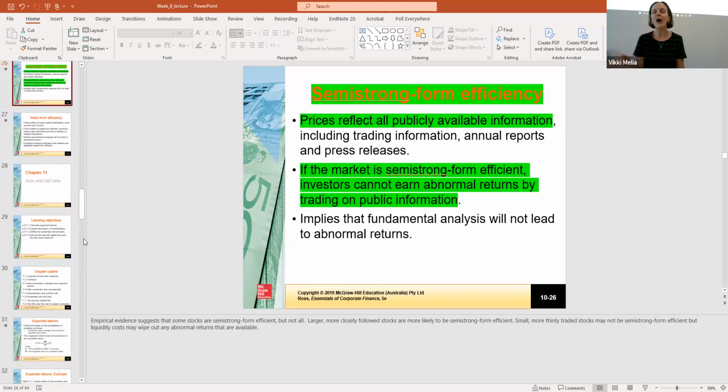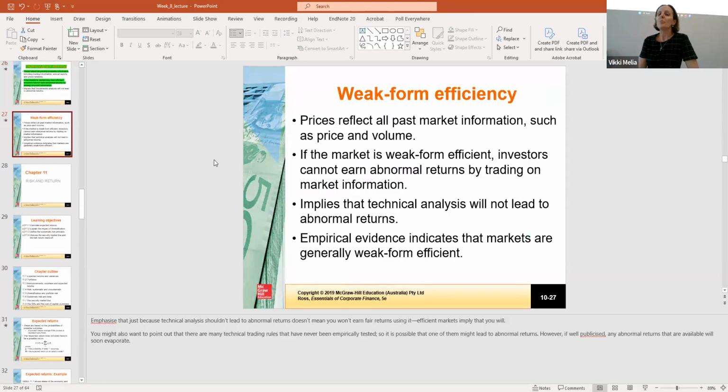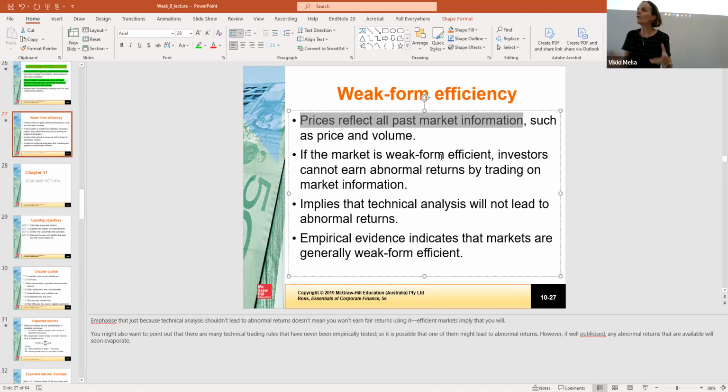So the third type of efficiency is the weak form efficiency. With weak form efficiency, the prices just reflect historical market information. So they just reflect historical prices and trading volumes. They don't actually reflect much information, just historical trading information like past prices and past trading volumes.